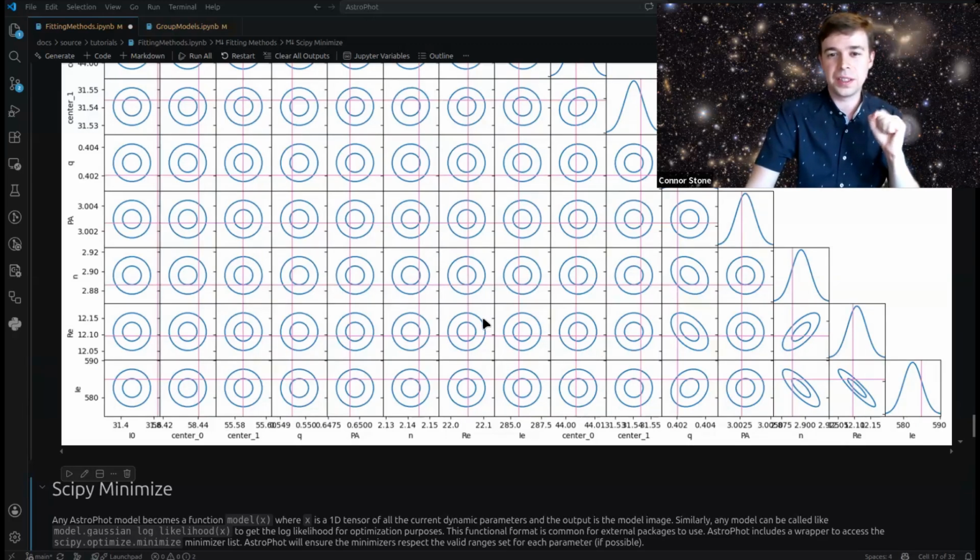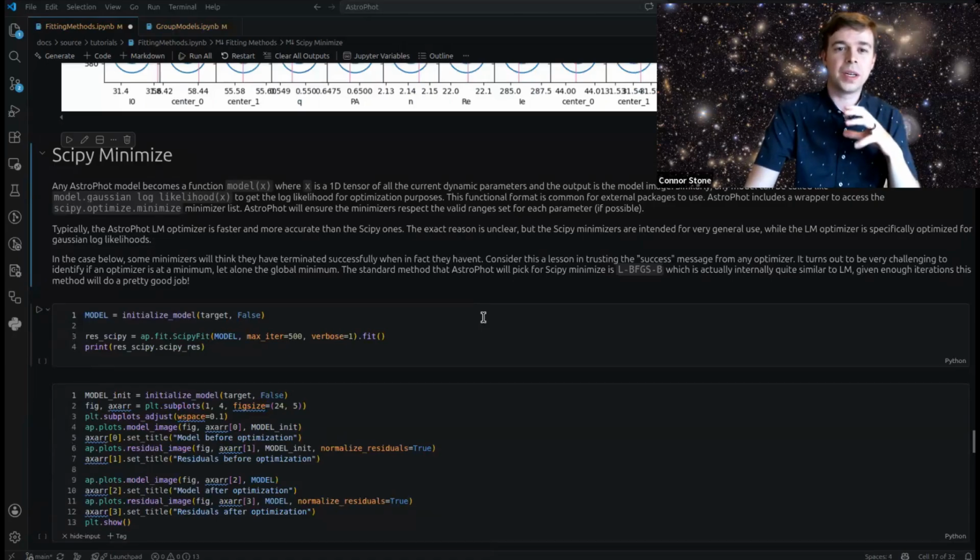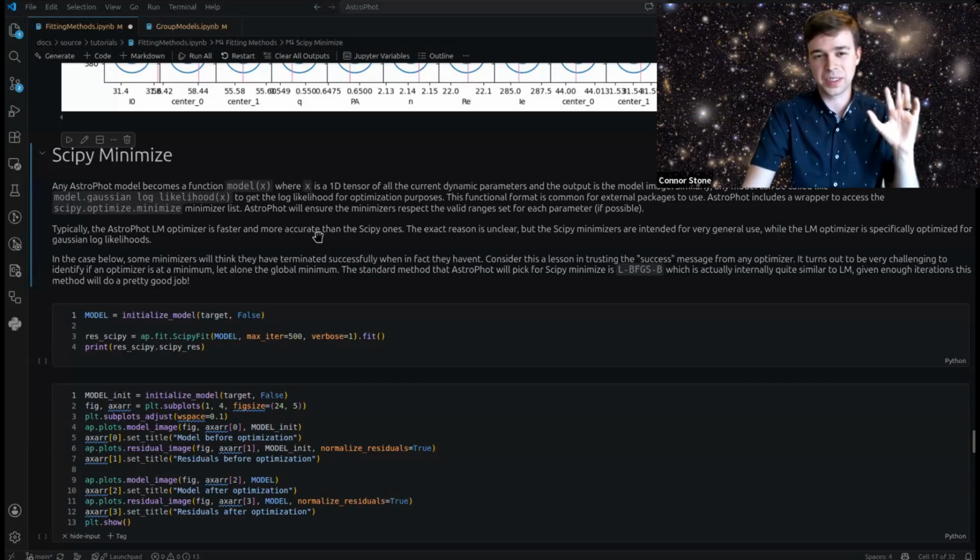Okay, so those are the Levenberg-Marquardt based fitters that are just ready to go in AstroPhot. There's other cases where you might not necessarily want to use one of these Levenberg-Marquardt based fitters. So SciPy minimize is a universally used package in Python for minimizing functions, or in our case, maximizing a likelihood. So you just got to put a negative on there.